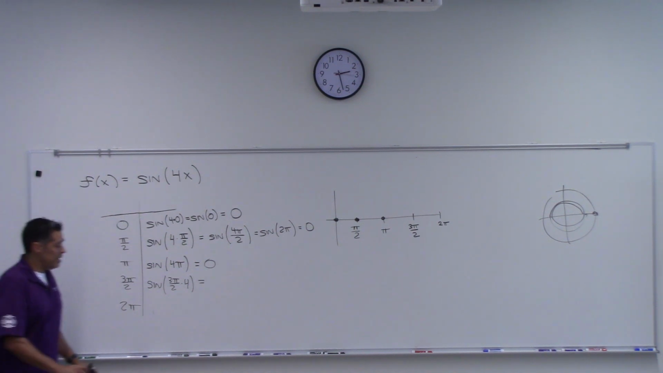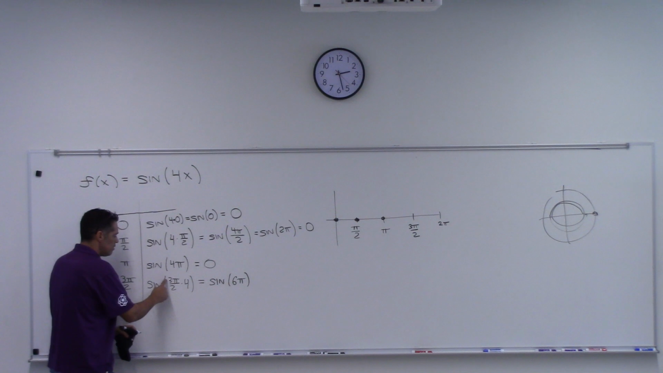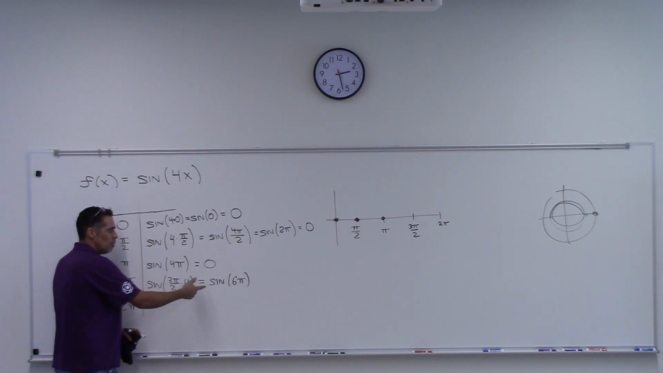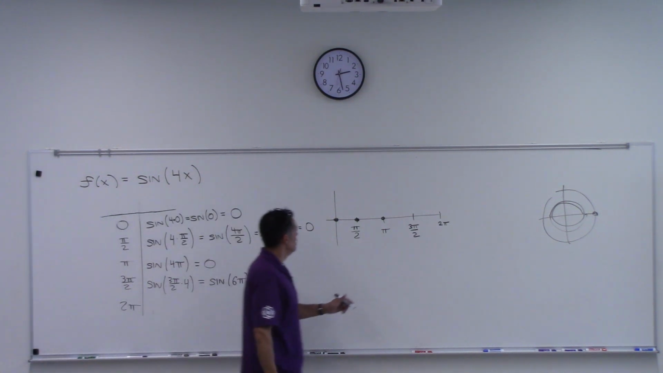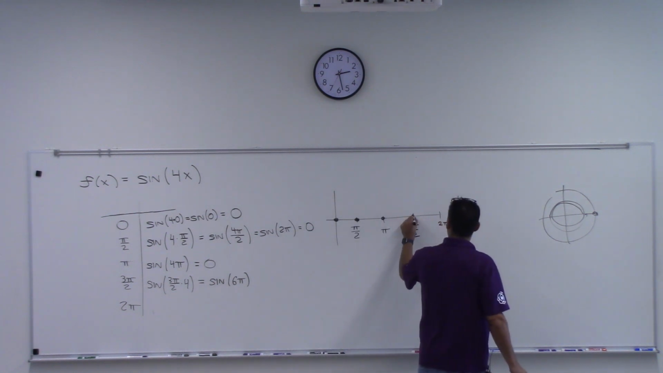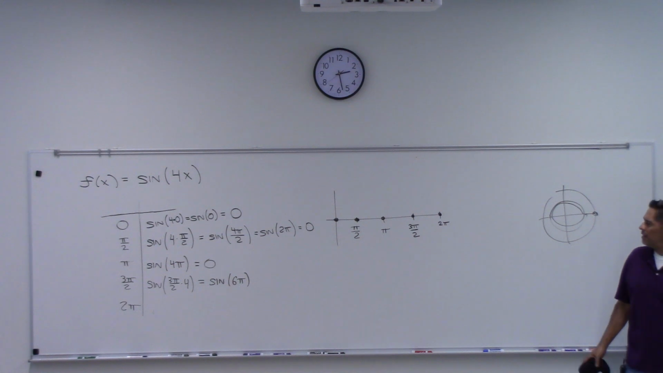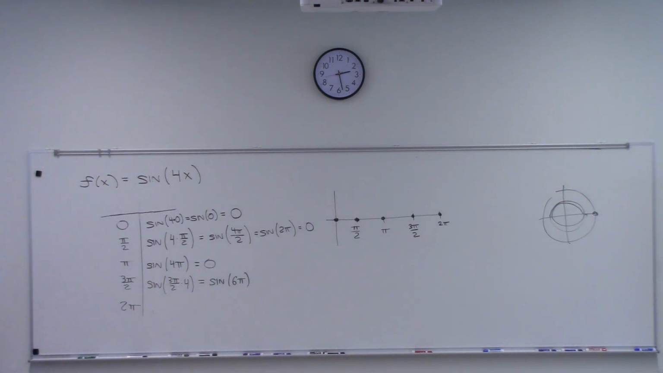Sine of 6 pi? Don't know what I'm doing here, right? Just 3 times 4 is 12. 12 pi divided by 2 is 6 pi. Where's 6 pi over there? All the way around back to 0 again, right? What the heck? And if you plug in 2 pi, it's going to be 8 pi, and that's 0. Okay, maybe we made a mistake. Nothing is happening, right? It looks like nothing's happening.